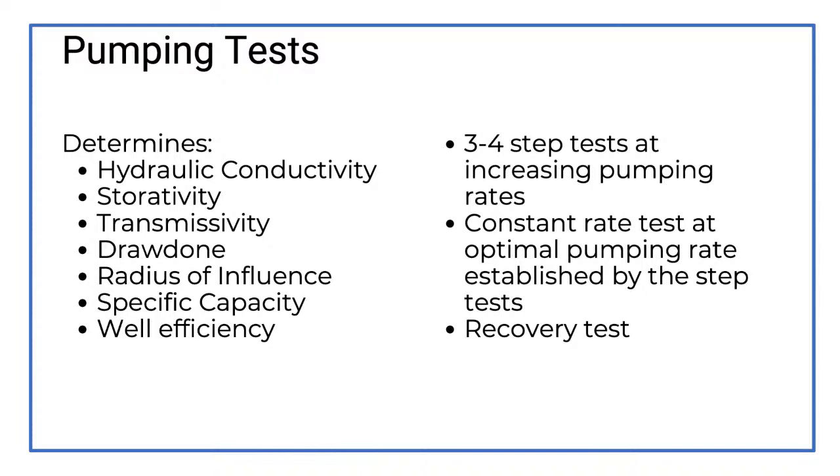All right, so these are the things we can measure during a pumping test: hydraulic conductivity, storativity, transmissivity, drawdown, spelled wrong, sorry about that, radius of influence, specific capacity, which is discharge divided by drawdown, and well efficiency. You've got to have an observation well to measure well efficiency. And just to recap, 3 to 4 pumping step tests is generally what we'll do for the step test to dial in our rate. Then we'll go to the constant rate test, and then the recovery test that we talked about earlier.